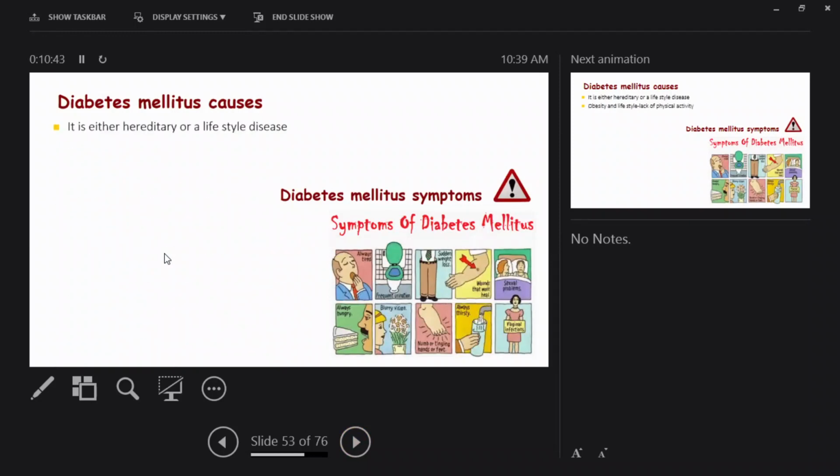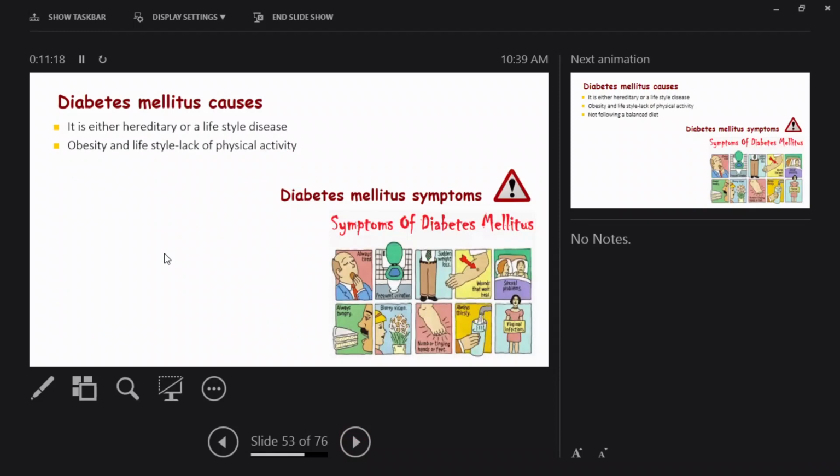What can cause diabetes mellitus? It is either a hereditary or lifestyle disease. In the world we are living in at the moment, the main concern is the lifestyle, because of the type of food that we eat, high sugar food, simple carbohydrates, too much sugar in our drinks and so on.